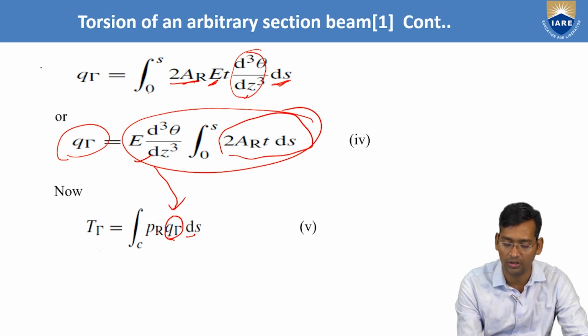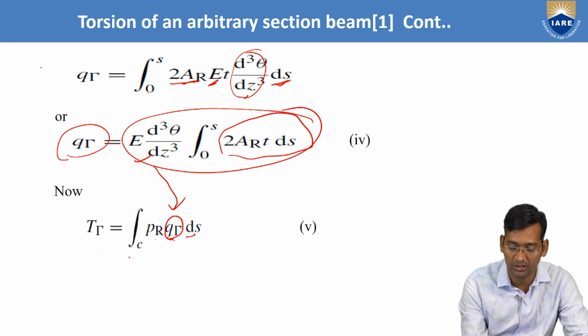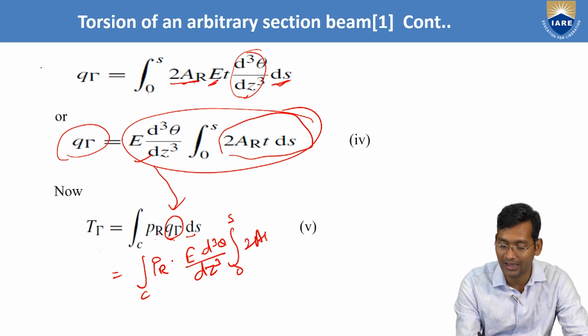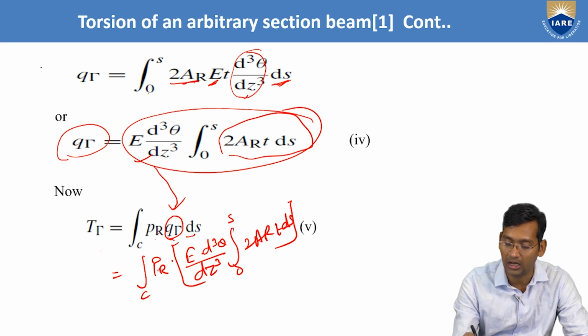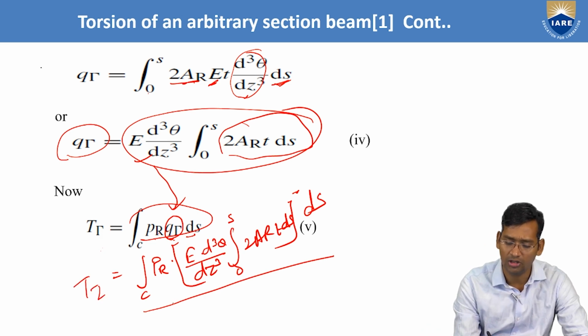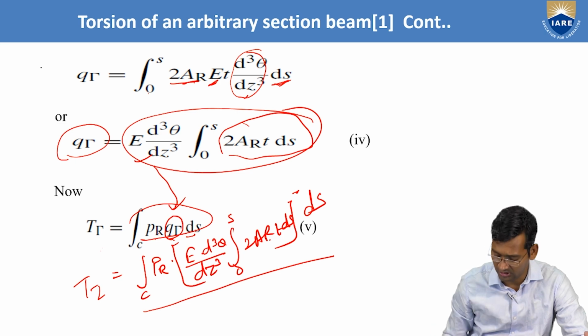After replacing the q tau value, what happens? Just substitute here, so T tau equals the integral of c p r into this value: E d q theta by dz q, integral from 0 to s, all in product, of 2Ar t ds. This is the value of q tau p r, and this whole thing into ds. After substituting, we got this one, that is the T tau. Now just integrate, because this is in product form.